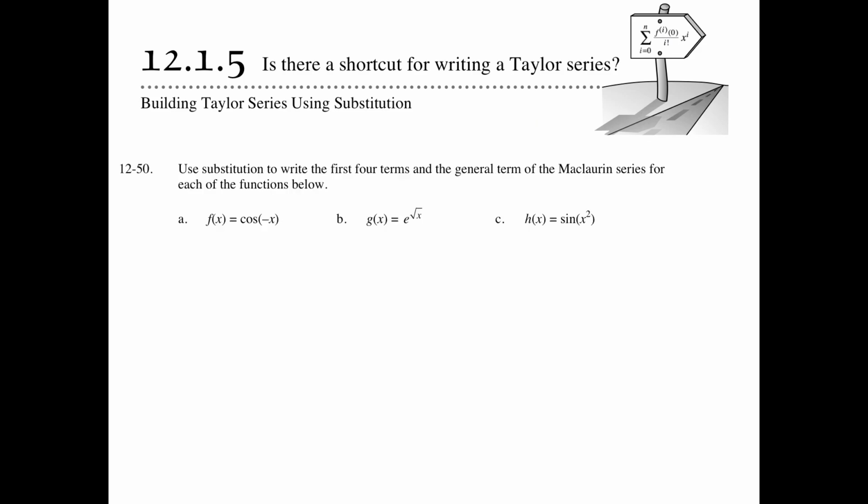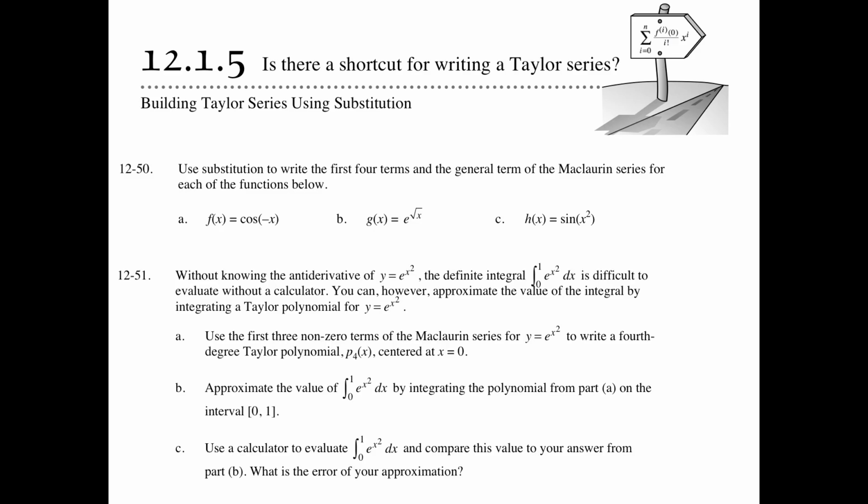Problem 12-50 allows teams to practice writing Maclaurin series using the substitution technique, while problem 12-51 focuses on how Taylor polynomials can be used to approximate the value of definite integrals, such as the integral of e to the x squared on 0 to 1. Your students will discover that finding the antiderivative of a polynomial is a lot easier than finding an antiderivative of a composite function such as e to the x squared. The result will not be exact, but it will be a close approximation nonetheless.